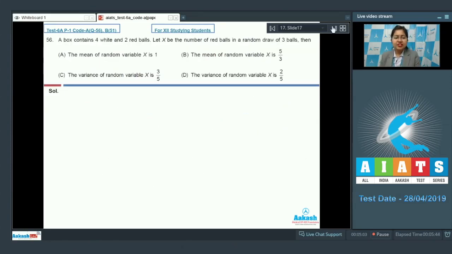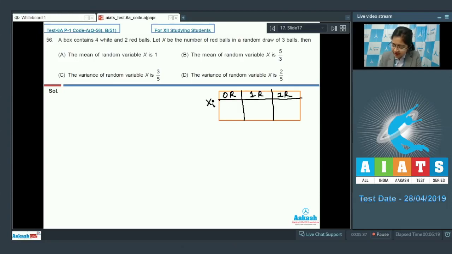Next, let's take up question number 56, which says that a box contains 4 white and 2 red balls. Let X be the number of red balls drawn in a random draw of 3 balls. Then we have to find the mean and variance. Let us say we pick 0 red balls, or 1 red ball, or 2 red balls. That is, the value of xi is either 0, 1 or 2. So we have to find its probability.